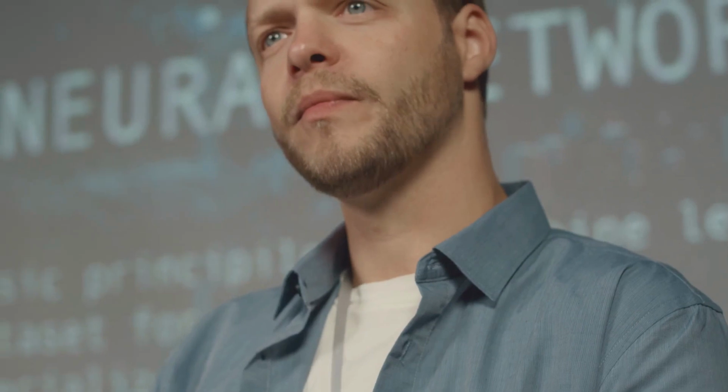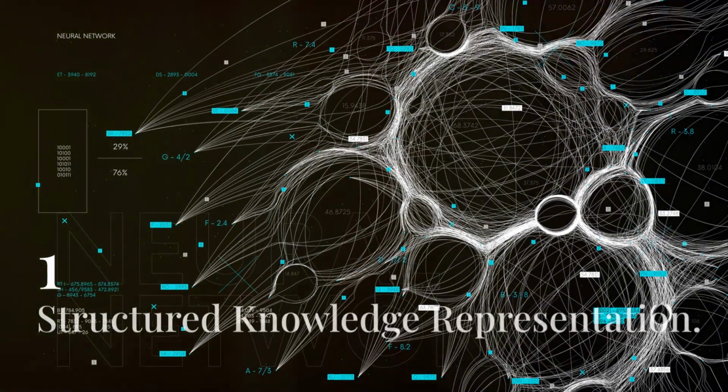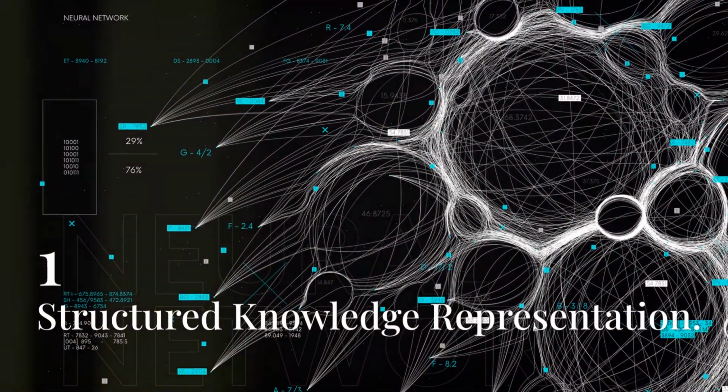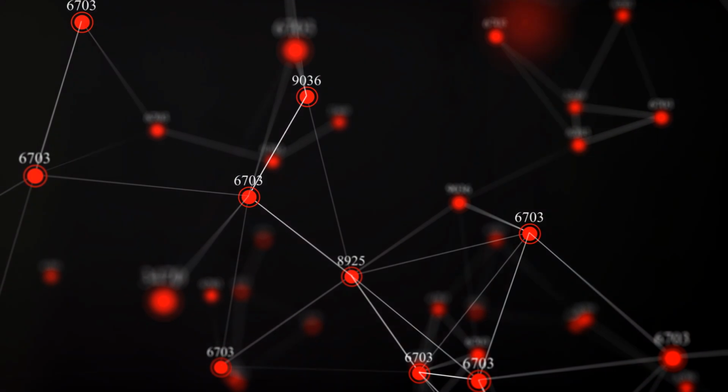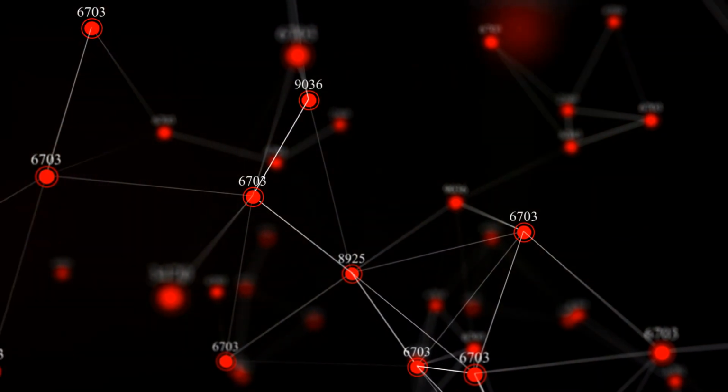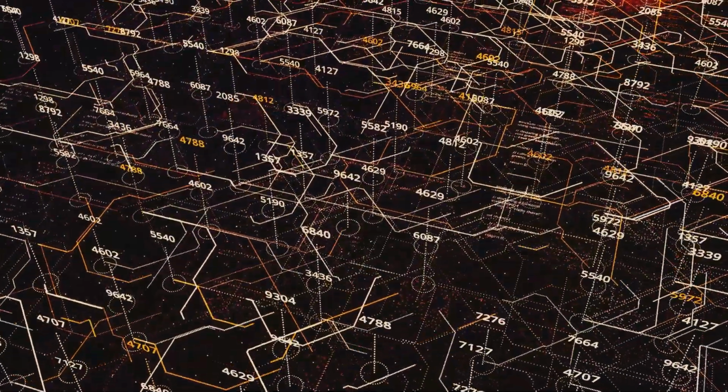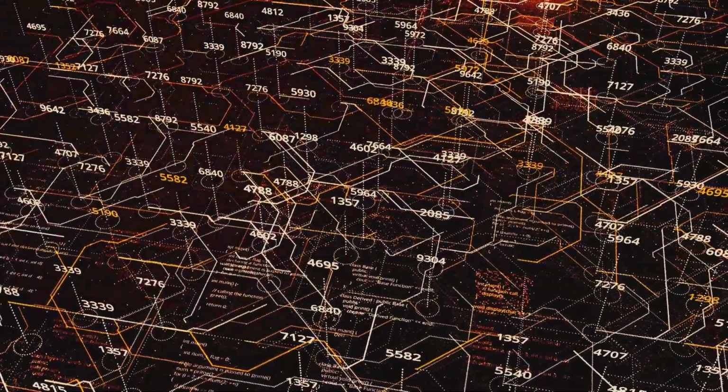Now, you might be wondering, why use graphs in retrieval-augmented generation? Let's explore the reasons. First, graphs provide a structured knowledge representation. Unlike flat data structures, graphs can represent complex relationships between different entities. This makes it easier to capture and utilize intricate connections within the data.